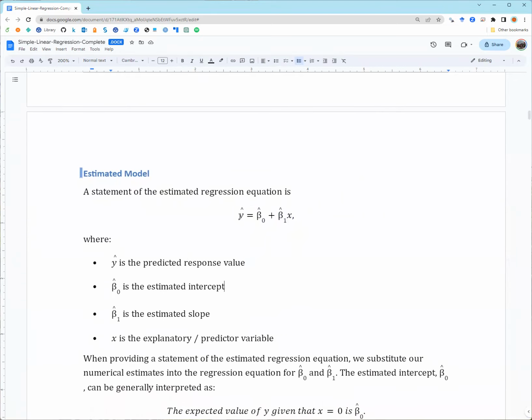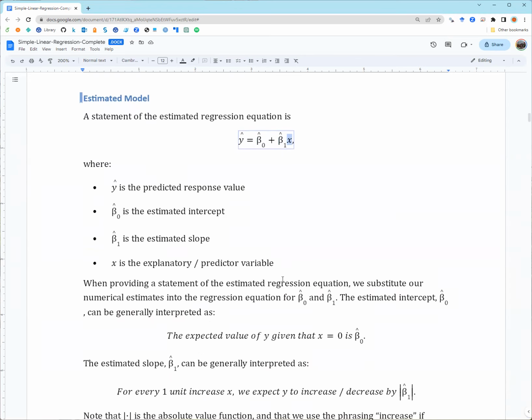So here, y hat is now our predicted or estimated response value. It's what we predict given a predictor variable of x. And then we have our estimated intercept and slope terms. So when we use software like R to fit a simple linear regression model, we will get numerical estimates, numbers that we can use in place of this beta 0 hat, beta naught hat, and beta 1 hat.